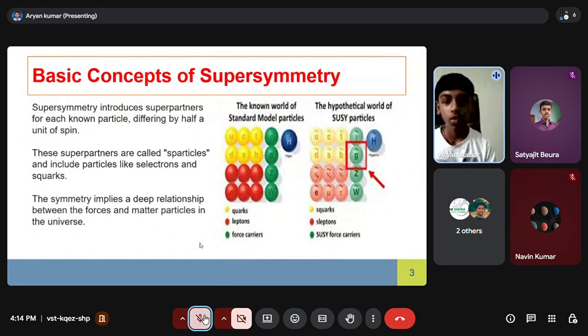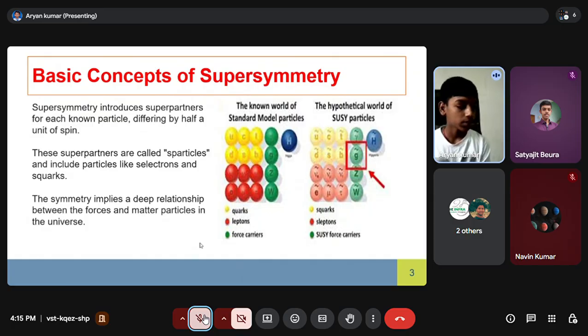So basic concepts of supersymmetry. Supersymmetry introduces superpartners for each known particle, differing by half a unit of spin. These superpartners are called sparticles and include particles like electrons and quarks. The symmetry implies a deep relationship between the forces and matter particles in the universe.